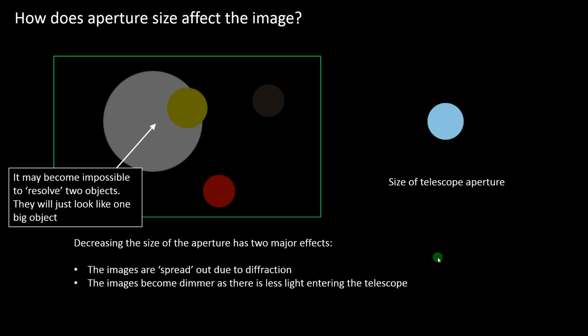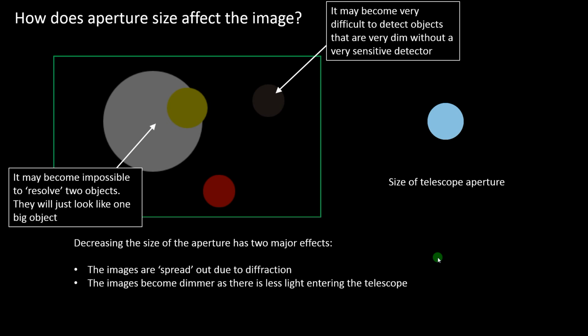So this causes a couple of problems. If you've got 2 objects that are only slightly separated in angle to start with, it might be impossible to what we call resolve them. So you won't actually be able to tell that you've got 2 objects there. If you're trying to take an image, say, of a binary star system, which is 2 stars orbiting around each other at the centre, then that might be a problem for you, because they won't be separated by very much of an angle. Depending on how far away they are, it might be a very tiny angle. It might be impossible to resolve those 2.